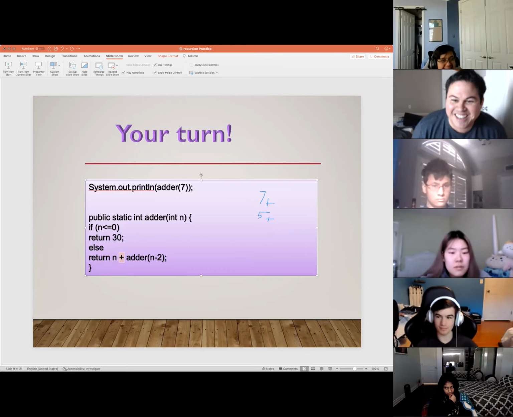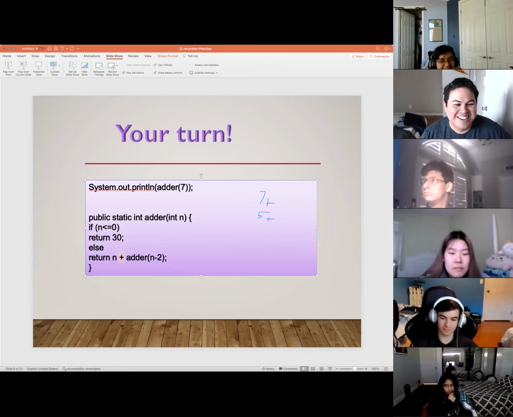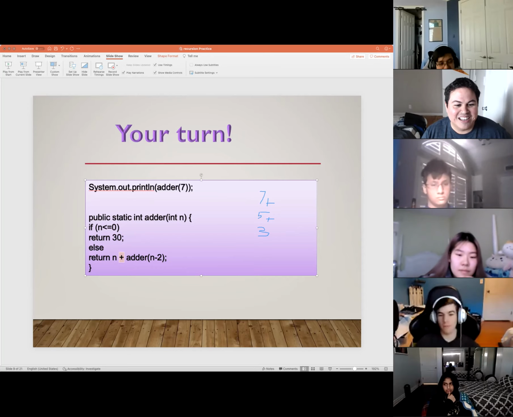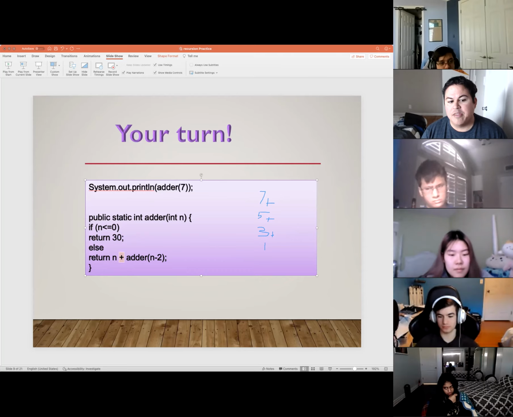Very good. Okay, now we're going to do 3. And then what gets stored? 3 plus, the process gets stored. Then we're going to do 1 and the process gets stored. Then we get to -1. We're returning 30. Now, last in, first out.